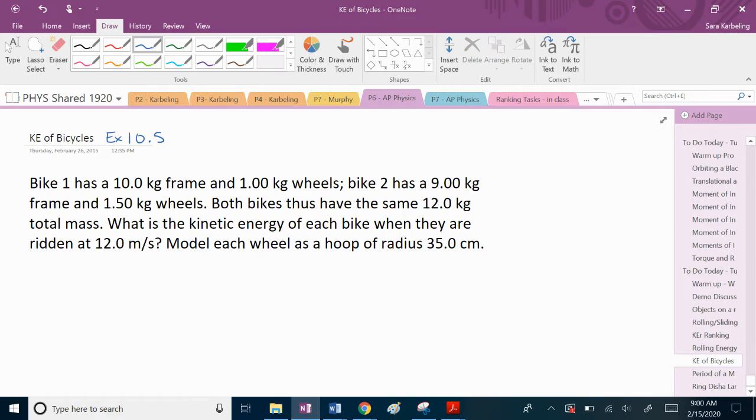So we've got two bikes. Bike one has a 10-kilogram frame and 1 kilogram wheels. Bike two has a 9-kilogram frame and 1.5 kilogram wheels. So they both have the same total mass. That's all well and good. The question is, what is the kinetic energy of each bike when they're ridden at 12 meters per second?